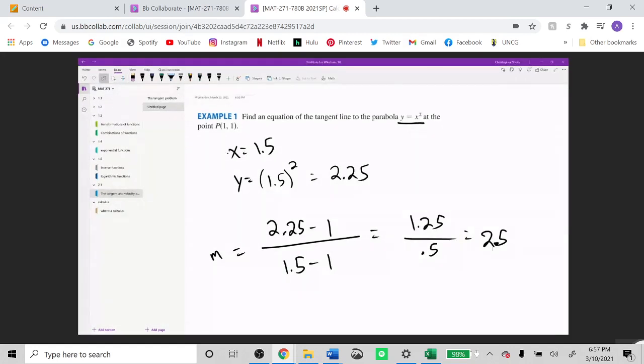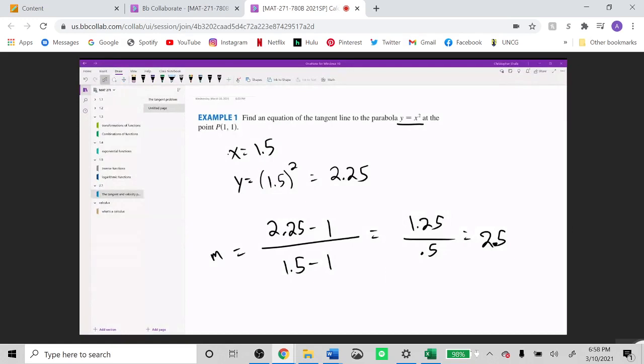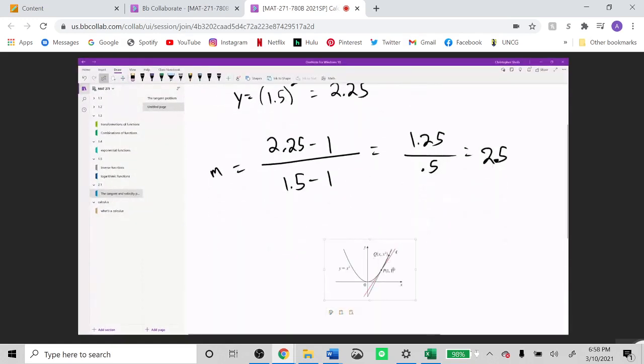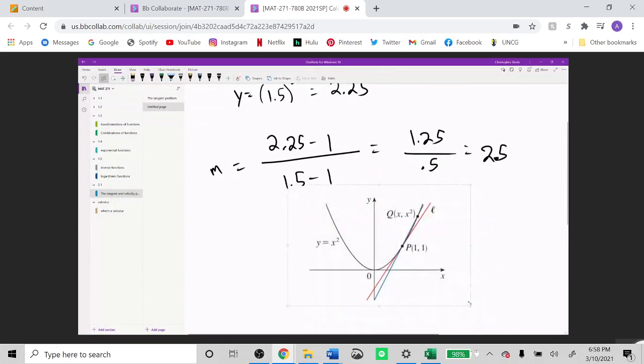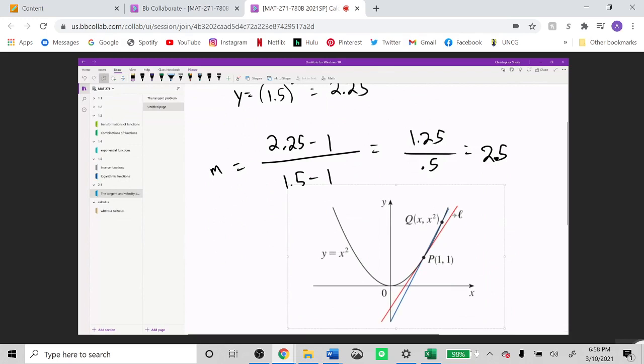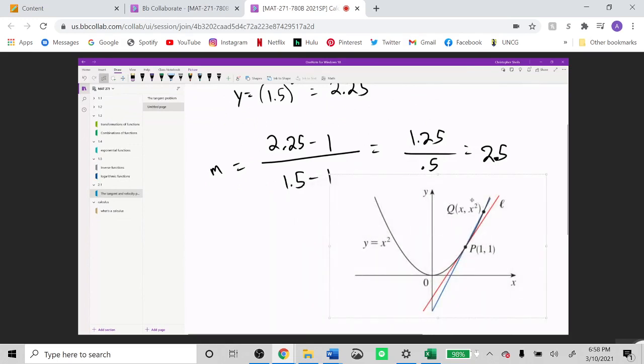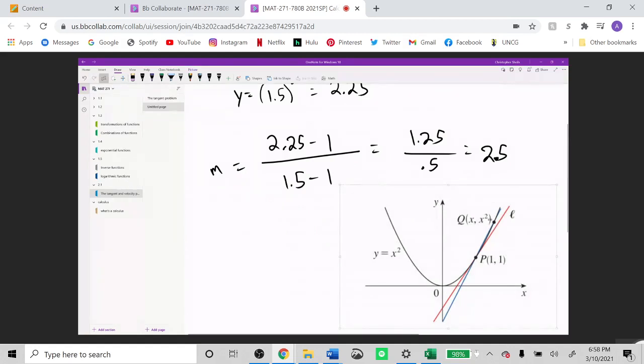And also, let me grab a picture of what we're looking at here. Trying to find the slope of the line tangent. We're trying to find the slope of this red line, right? We chose a second point, x squared, where x squared is my y value. And we found the slope of that secant line, which ended up being 2.5 in our case, which is a little bit steeper than this red line, right? In this picture, the red line is kind of giving a little bit away here.